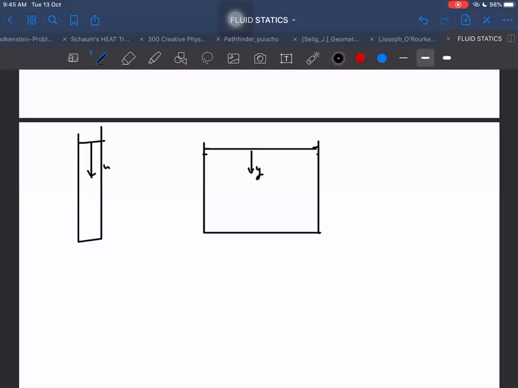If here also y depth, here also y depth, then pressure will be P naught plus rho g y. Here also P naught plus rho g y.